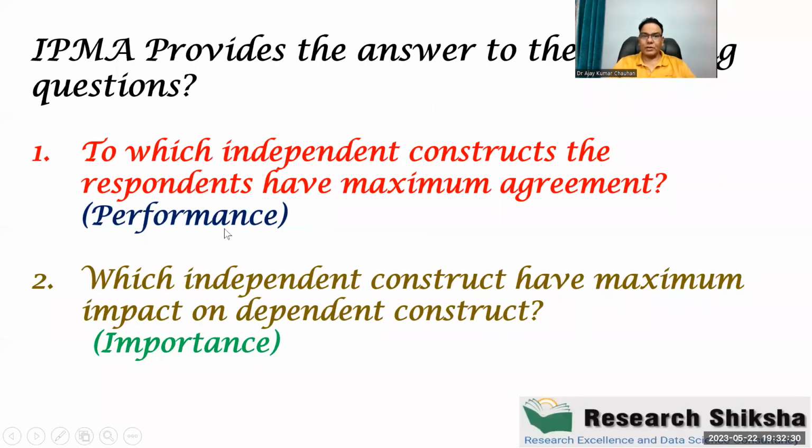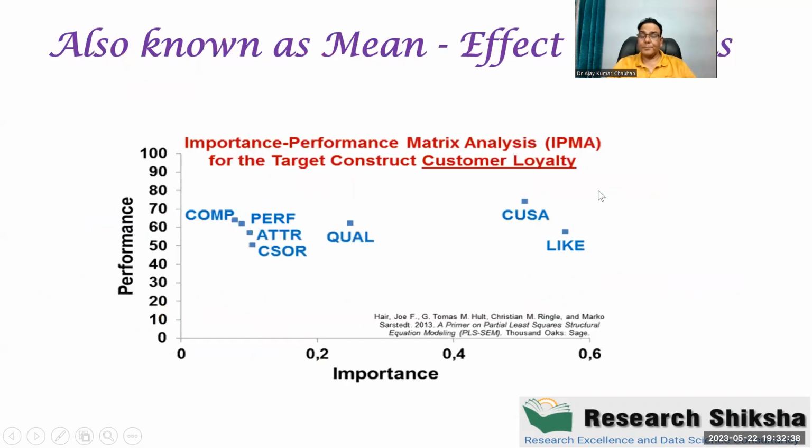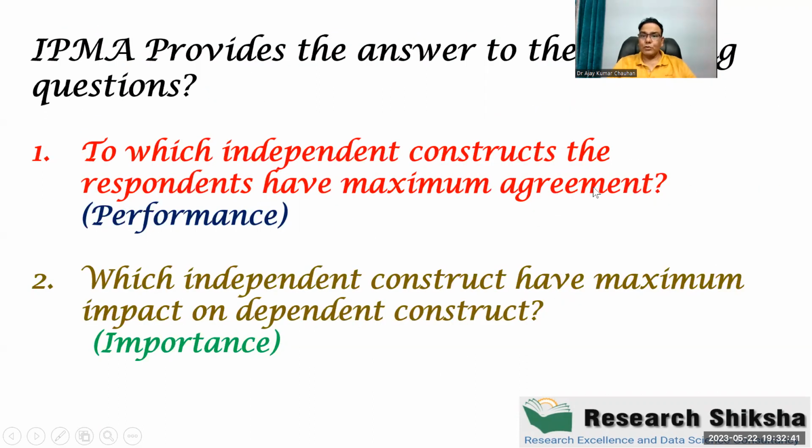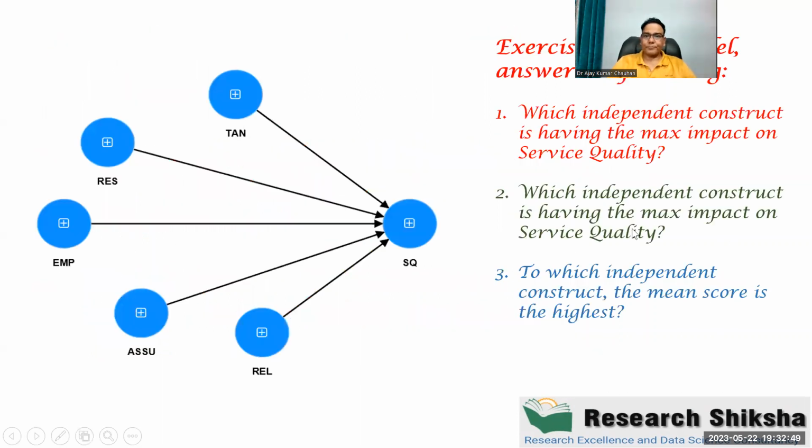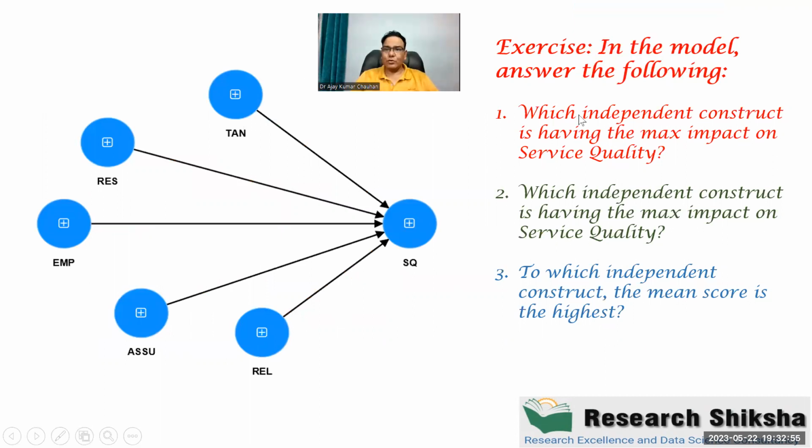So the first question, I hope you have the idea, is to which independent construct the respondent has maximum agreement. After this calculation, you know what the meaning of agreement is, and how we calculate the agreement in the scale of 1 to 100. And let's see. So we are doing this exercise. And after this exercise, you can answer the questions: which independent construct has the maximum impact on service quality. I think this is repeated. To which independent construct the mean score is the highest.